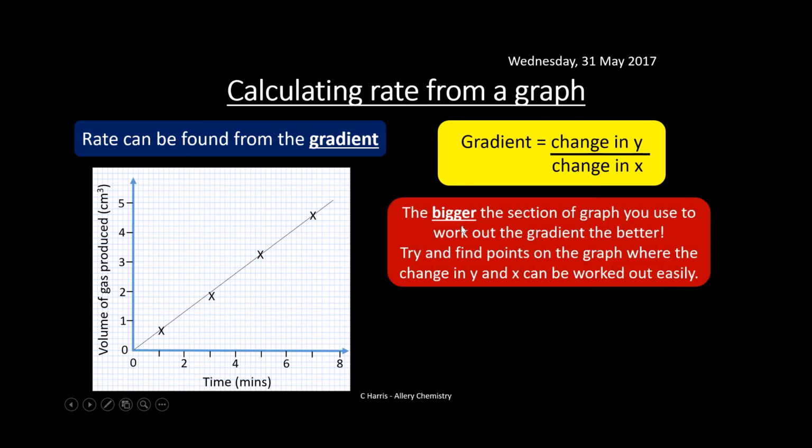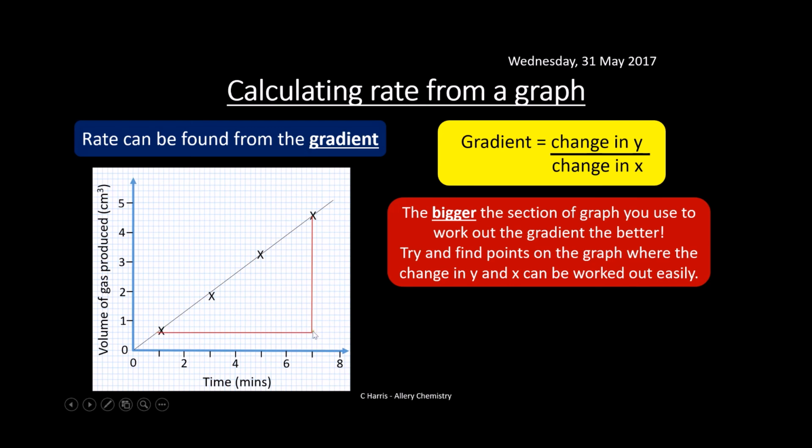Now, the best thing to do is try and find the big section of the graph so you can work out the gradient. The bigger that section is, the better, the more accurate your value will be. What we're going to do is try and find the graphs where it can be easily found. We can easily find the change in y and the change in x. No point in trying to go through half boxes because that makes it really difficult. So here you can see we've tried to pick the biggest one that gives us the simplest numbers.